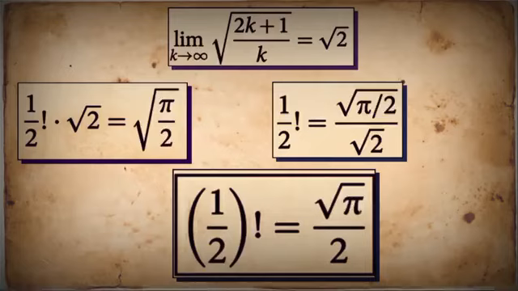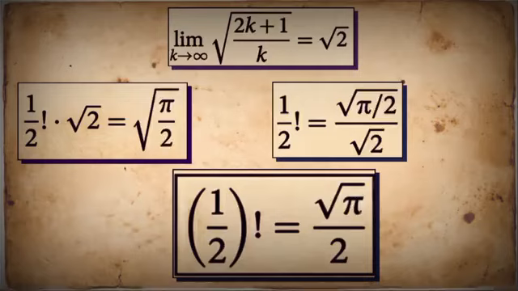The pi that appears here emerges from the Wallis product, which connects the ratio of even and odd integers to the geometry of the circle in a deep and beautiful way. Having established the main result, we now turn to a bonus derivation that reveals an even deeper structure.